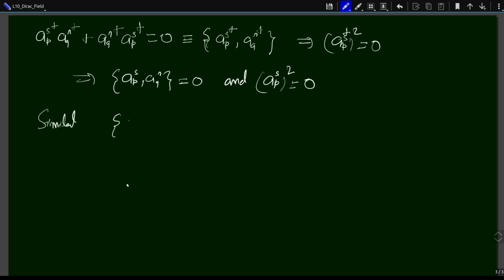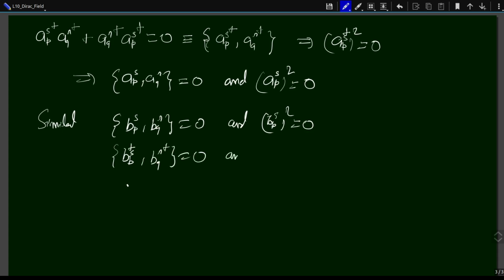Similarly, the anti-commutator of b_{ps} with b_{qr} would be 0, and b_{ps} squared is 0, and the anti-commutator of b_{ps} dagger and b_{qr} dagger is also 0, and b_{ps} dagger squared is 0. These are all operator level identities, of course.